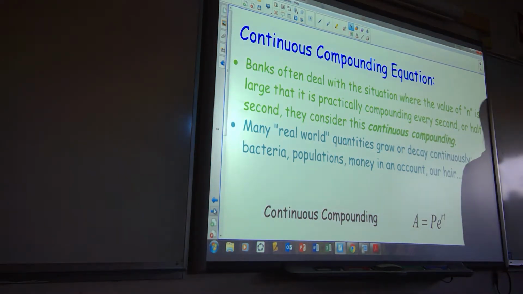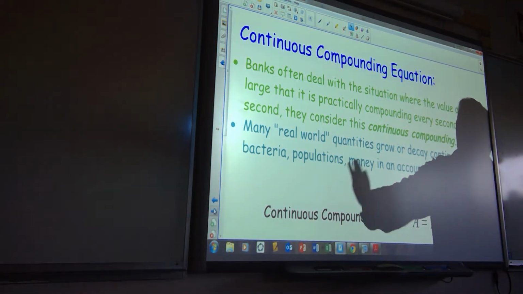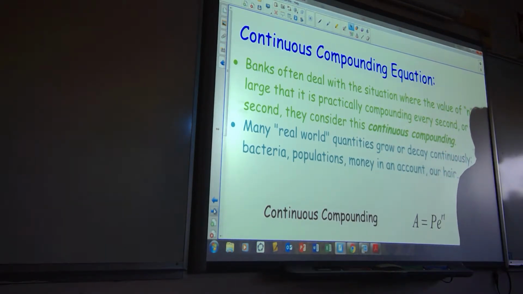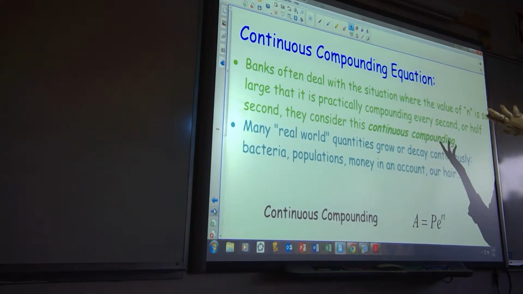Last equation that you need to know about, and just so you know, we will give you these equations, okay? So you do not need to memorize these equations. We will give them to you, but you have to know what the letters are. You have to know what the N stands for, what the T stands for, and that sort of thing. Our last equation is probably the one that gets used the most. It gets used because continuous compounding is really what happens the most in the banks.